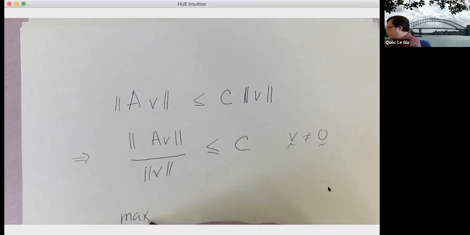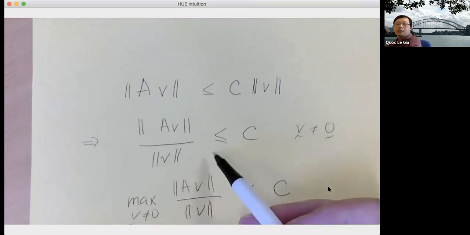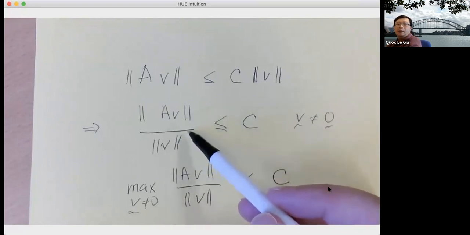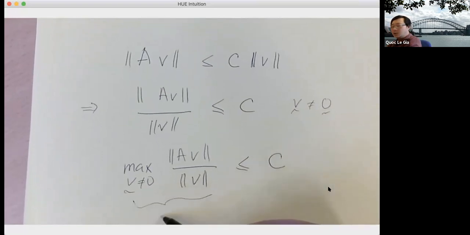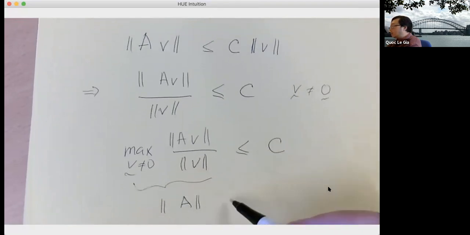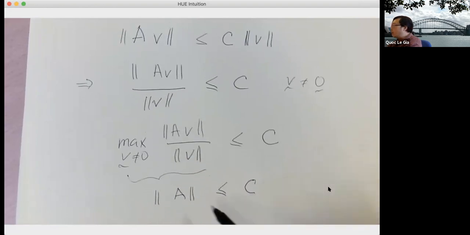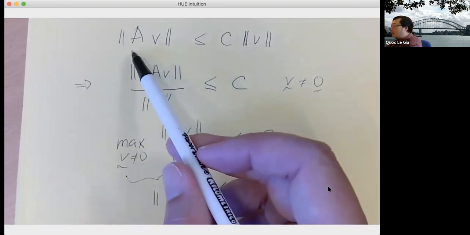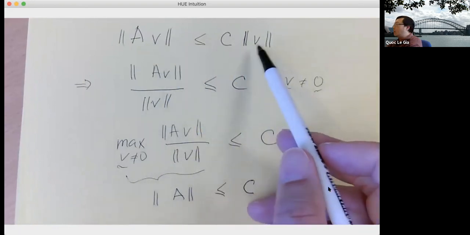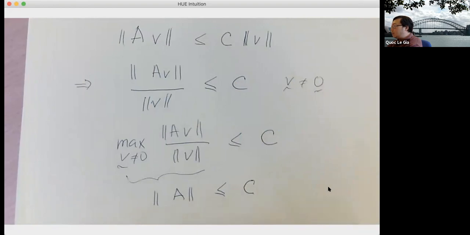And now you can take the max of the norm of AV over the norm of V, for V non-zero, still less than or equal to C, because this is correct for all vectors V. When you take the max over any V, it's still less than or equal to C. And this is just the definition of the norm of the matrix A. So the norm of A is less than or equal to C. In other words, the norm of A is the smallest constant so that the norm of AV is less than or equal to C times the norm of V. So the consequence is that the norm of AV is less than or equal to the norm of A times the norm of V.